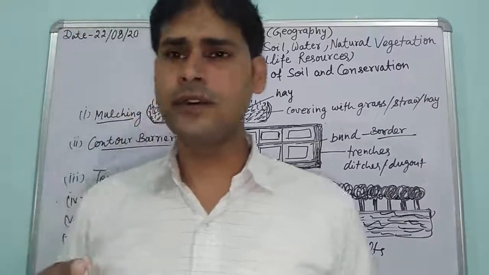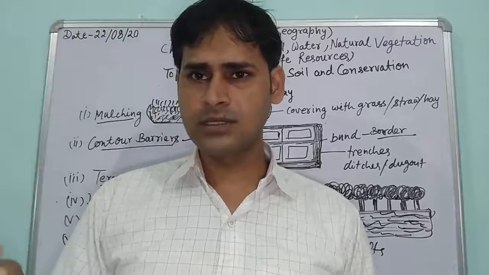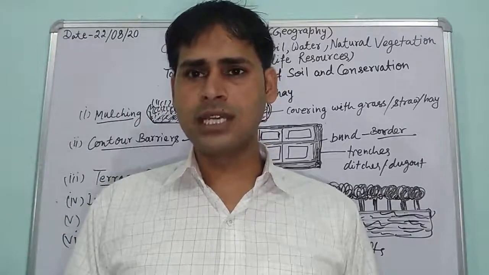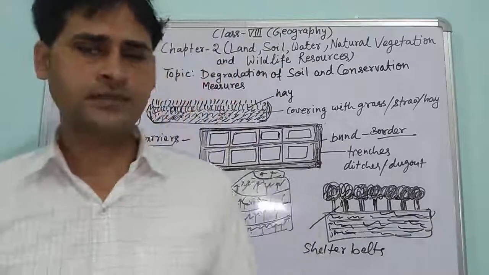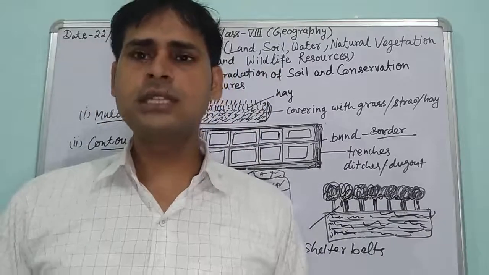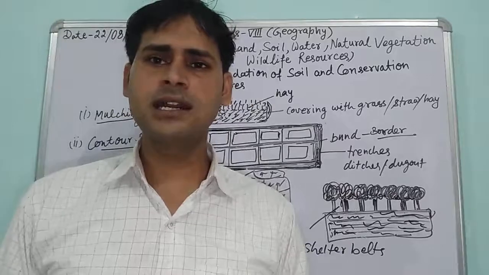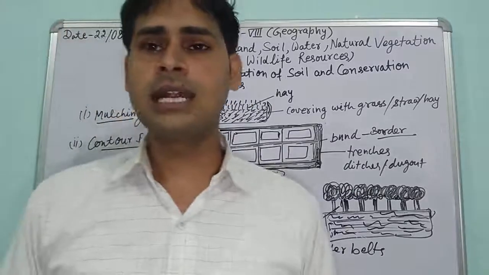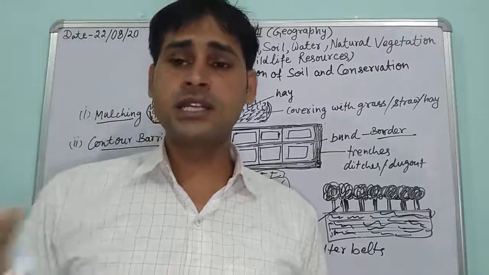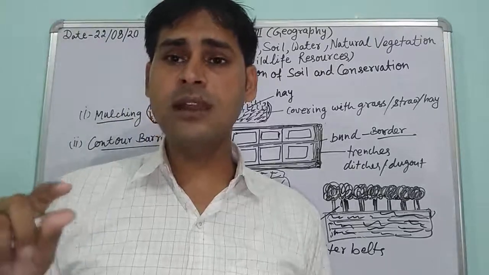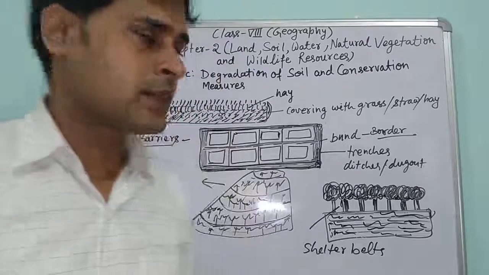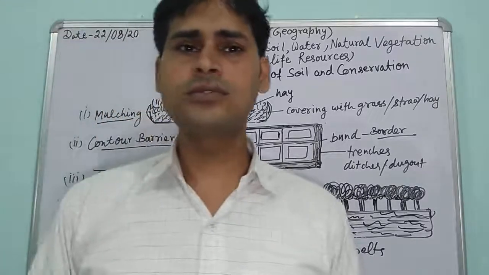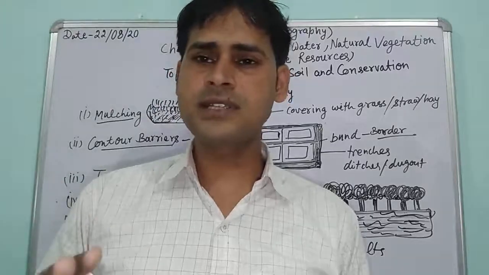Suppose pulses are grown there, another time rice or wheat is grown there, and after some time vegetables are grown. In this way alternate methods are adopted, that is called intercropping, and it binds the soil. It is also retaining the soil fertility. All these methods are adopted to reduce the surface runoff.